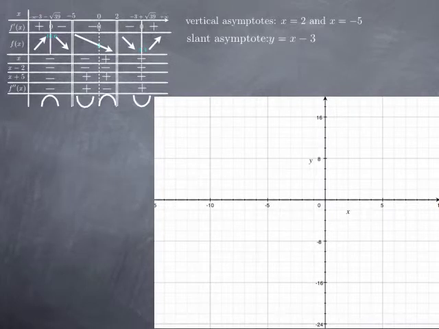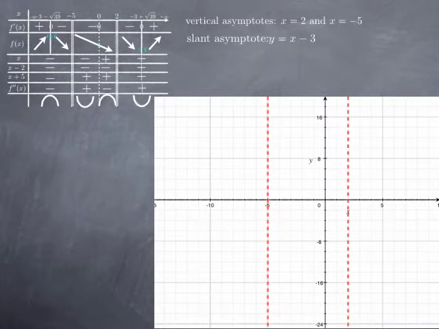Now we have gathered all the information in that chart and we're ready to sketch the graph. When we sketch the graph, the first thing we need to do is draw the asymptotes. In this case, we have two vertical asymptotes, x equals 2 and x equals negative 5, and we also have a slant asymptote y equals x minus 3, which is this line.